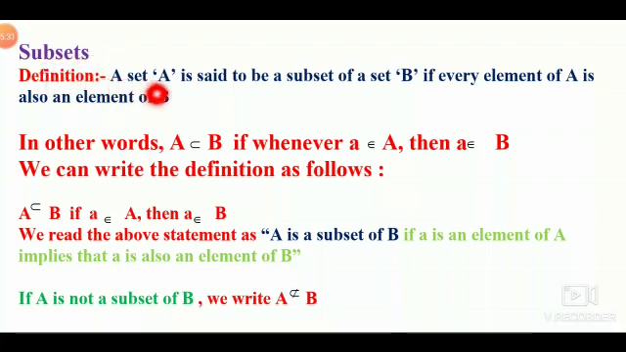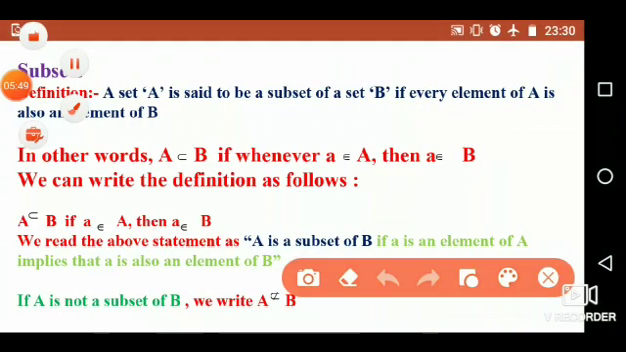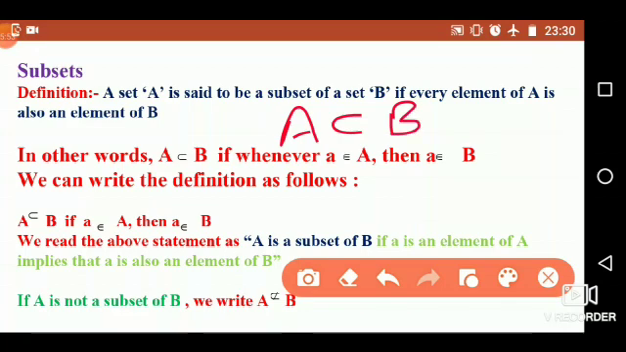Definition. A set capital A is said to be a subset of a set B if every element of set A is also an element of set B. And we represent this as A is a subset of B. Symbolically, we write this as A is a subset of B. This symbol represents the subset. All the members of A are there in set B. Such sets are called subsets of a given set B.